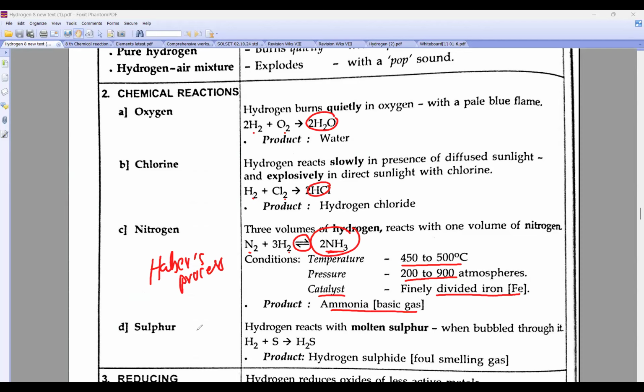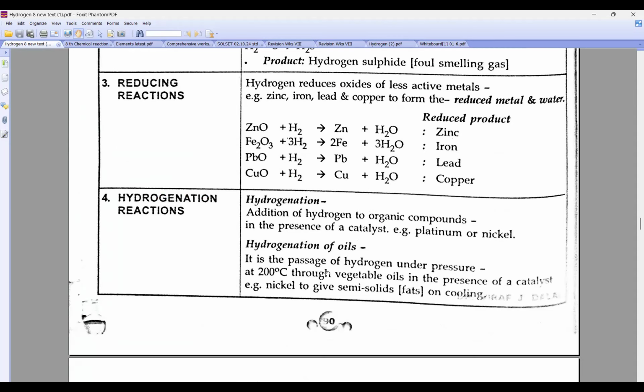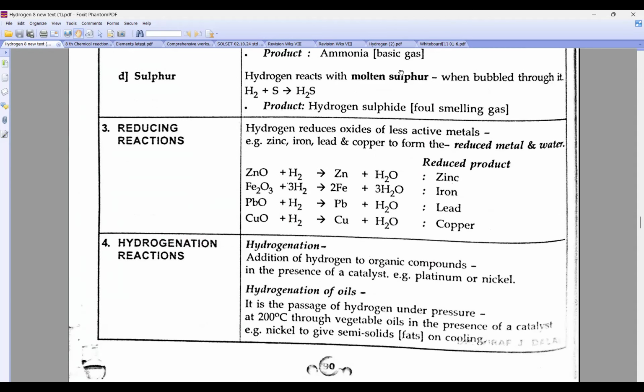They will ask you to write your observation when hydrogen reacts with sulfur, the yellow non-metal. What will you say? You get a gas with a rotten egg smell, a foul-smelling gas. Observation when hydrogen is burned with the yellow non-metal: rotten egg smell. Hydrogen is a powerful reducing agent. It reduces metal oxide to metal.